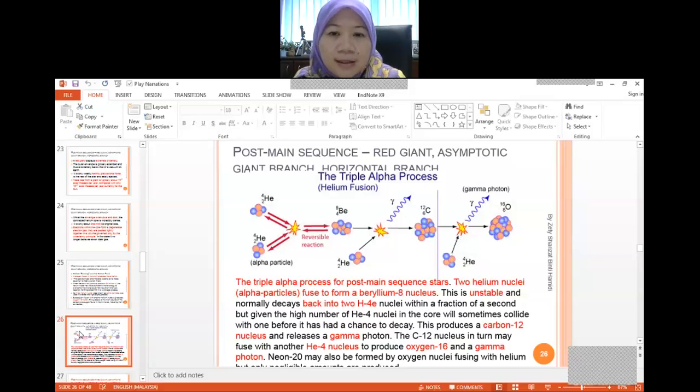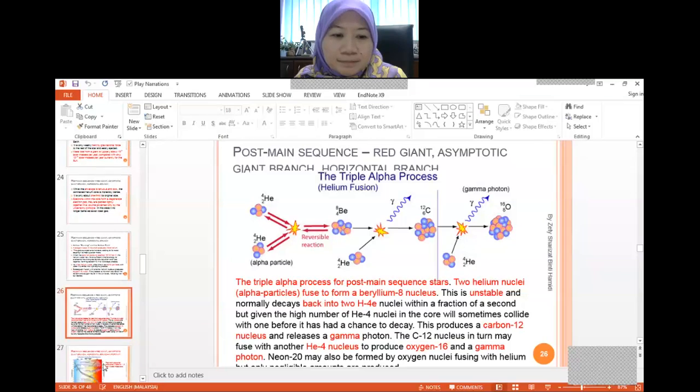Bear in mind, we have another process which we call the CNO cycle, and also hydrogen chain. So we can have another process based on the solar masses and also based on the mass of the stars actually.